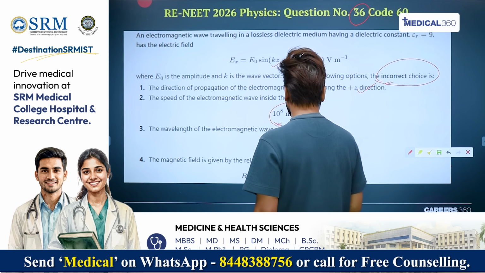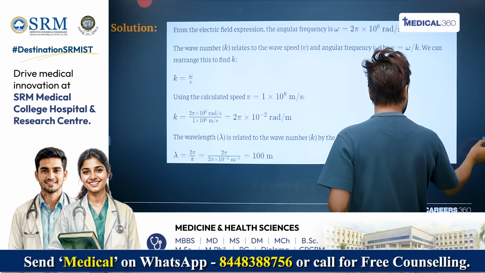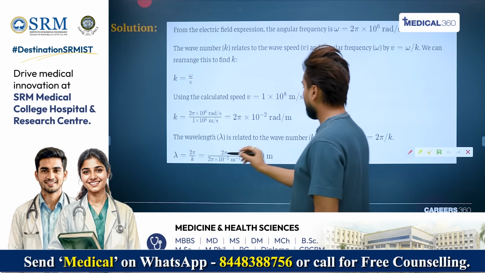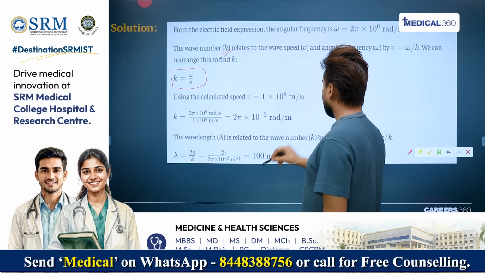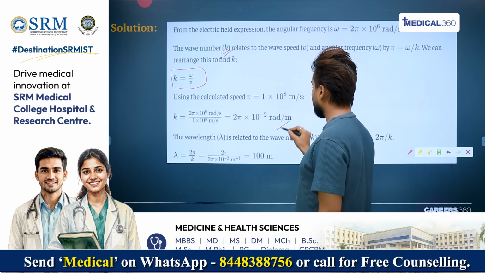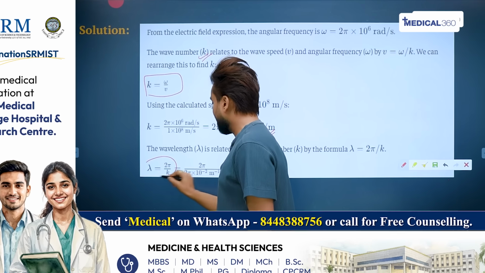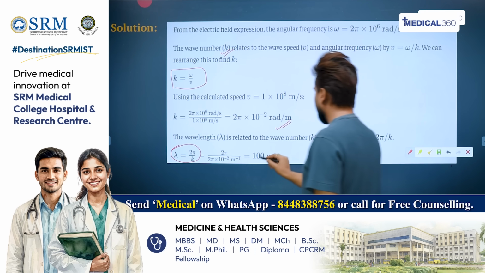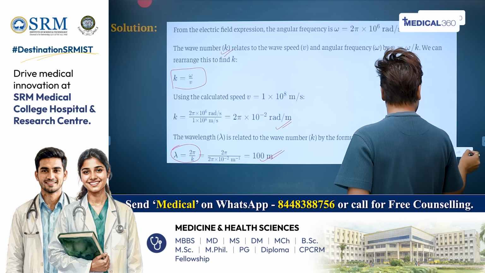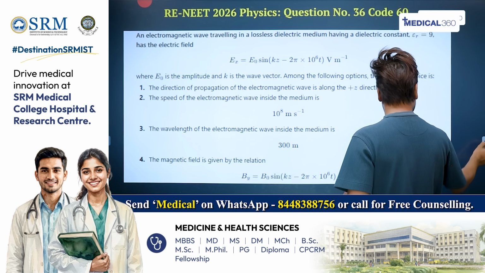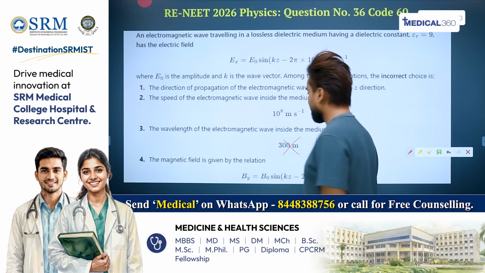This statement is incorrect. The reason why it is incorrect is if you see the calculation of the electromagnetic wavelength, we have the wave number equal to omega by v. From there we get the value of k, that is the wave number, as equal to 2 pi into 10 power minus 2 radian per meter. And after that, when we calculated the wavelength using the formula 2 pi by k, we obtained the wavelength of this electromagnetic wave as 100 meter and not 300 meter. So this statement, option number 3, is incorrect, because the correct wavelength of this electromagnetic wave is 100 meter.